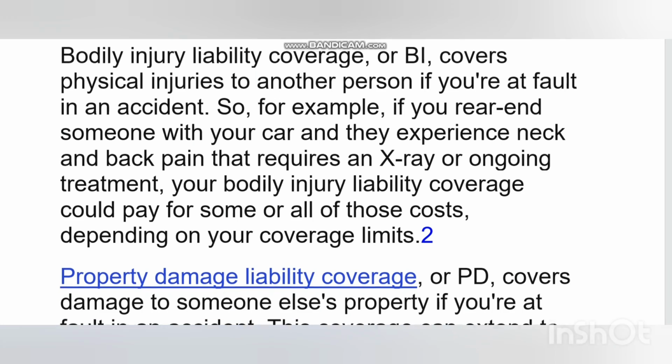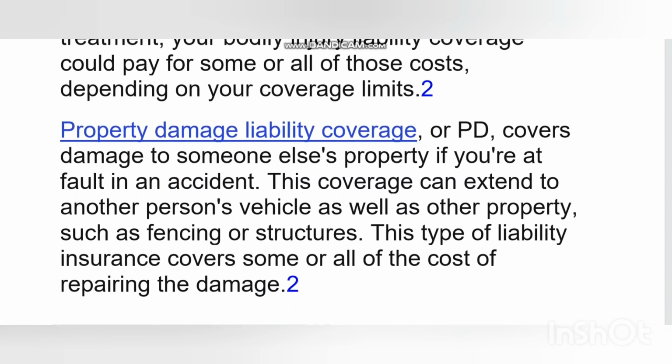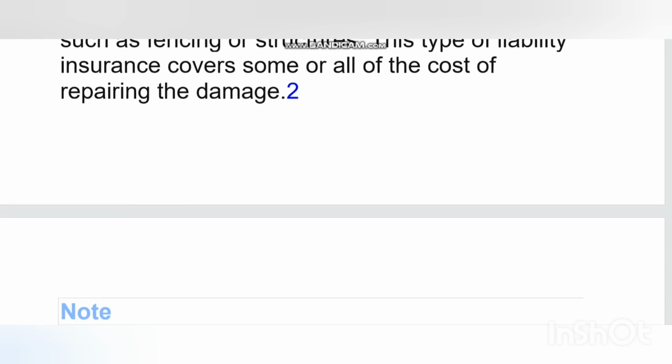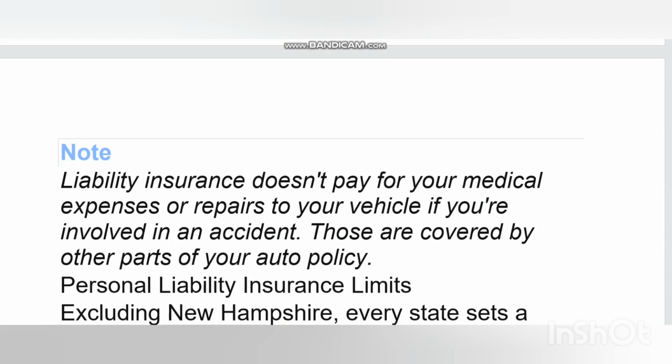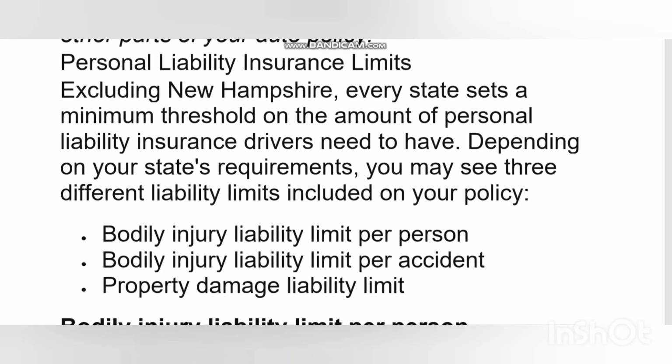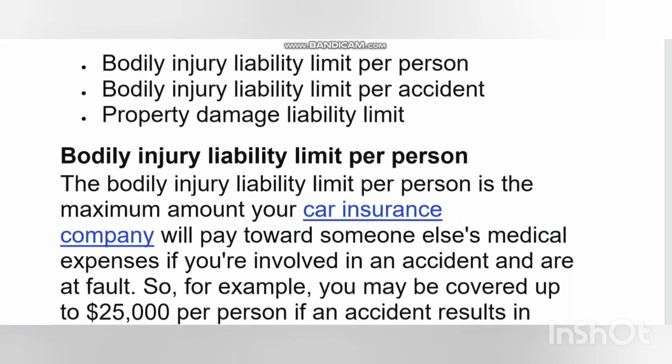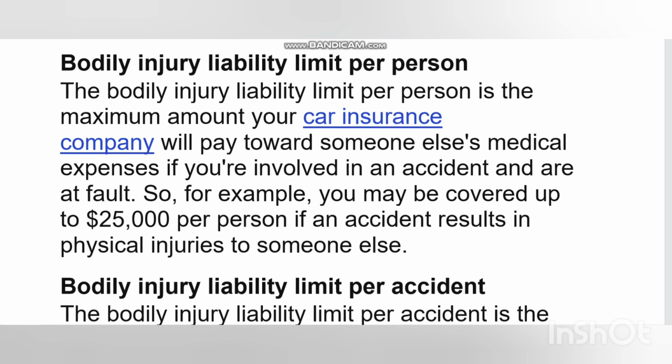The two components of liability car insurance are bodily injury liability and property damage liability. Every state except New Hampshire requires drivers to have some degree of liability coverage. The key takeaways are liability car insurance provides financial protection for drivers who harm someone else or their property in a car accident. Property damage liability covers the cost of repairing the vehicles of other drivers involved in the accident. And bodily injury liability helps cover medical expenses for those involved in the accident.